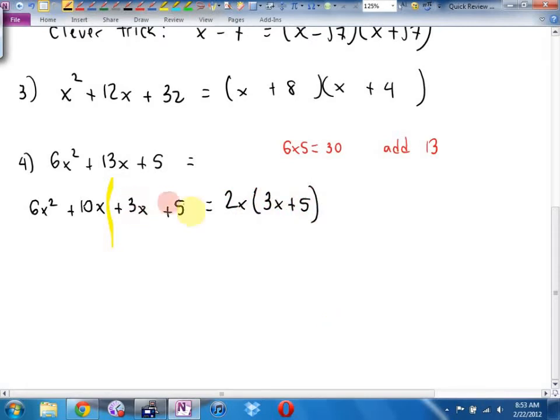We GCF the second two. What's the greatest common factor of the second two? There is one. It's the obvious one that we always forget.